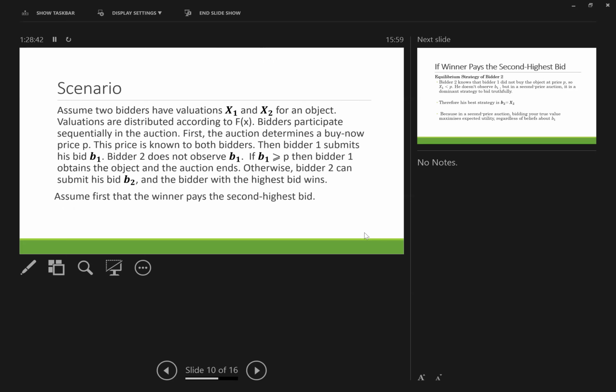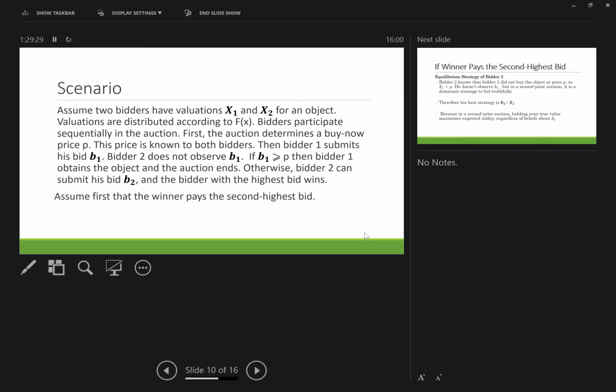So this is the scenario that I created. Assume we have two bidders who have the valuations x1 and x2 for an object. Valuations are distributed according to this function, and we are saying that bidders participate sequentially in the auction. I think we have looked at playing sequentially, so you have an idea of what I'm talking about here. Then first, the auction determines a buy now price P. When we talk about the buy now price, we are also talking about some price ceiling. The price is known to both bidders, right?